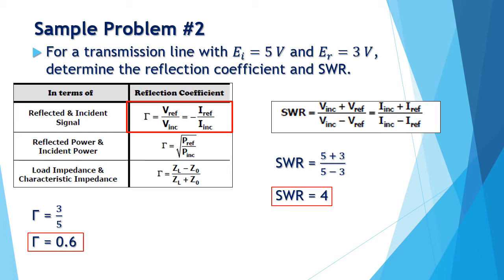Now, you have solved for the reflection coefficient and SWR. You may check if your answer is correct by looking at the values closely. The reflection coefficient should have an absolute value that is equal to or less than 1, while the SWR should have a value that is equal to or greater than 1.